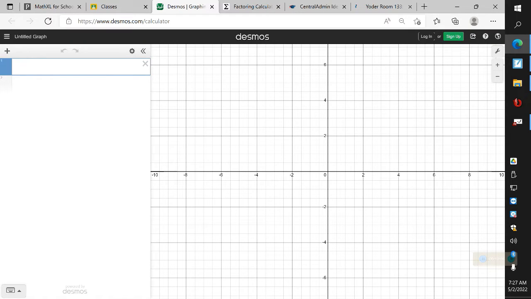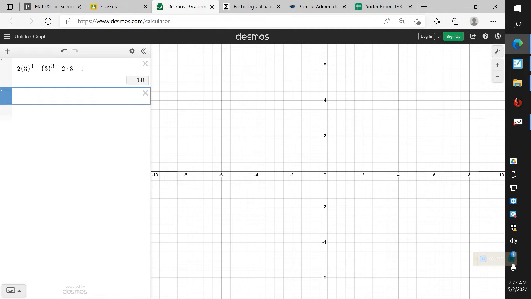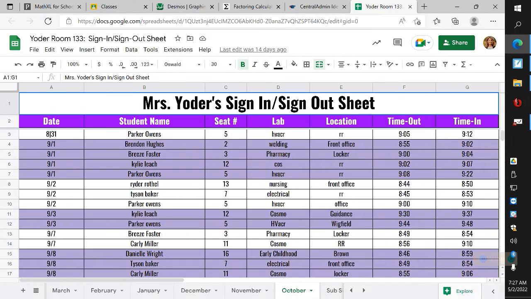So what that means is if we go ahead and we go to Desmos and we plug this in, I would type 2 parentheses 3 raised to the 4th power, and then minus parentheses 3 raised to the 3rd power, 2 times 3, and then minus 1. I did not type that in. This should be a plus. And that's going to give you 140.